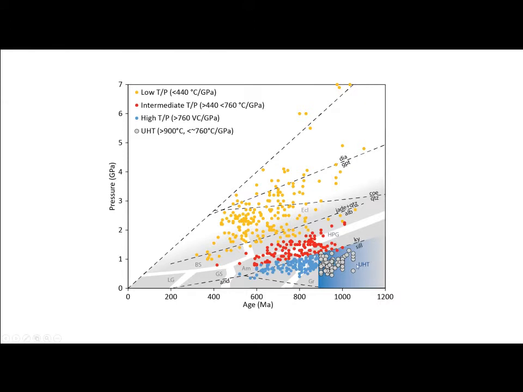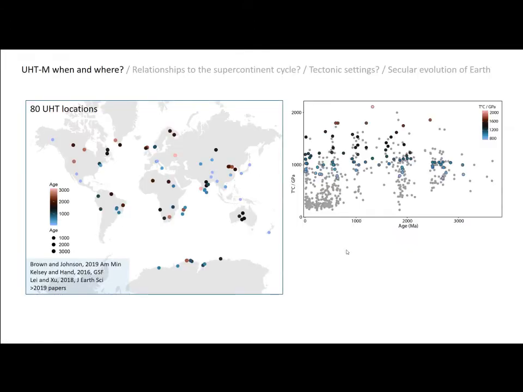Well, it's considered an extension of granulite facies metamorphism, temperature cutoff above 900 degrees, and a pressure cutoff around 750 degrees per GPa. And the idea is that this coincides with the kyanite-sillimanite boundary. So I produced an updated database of UHT occurrences using existing datasets combined with recent papers. We now have around 80 UHT occurrences. Here these are plotted on their present-day coordinates, colour-coded for age, and on the right with the age versus geothermal gradient plot with the Brown and Johnson 2019 database in the background.